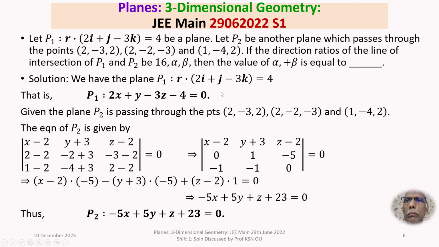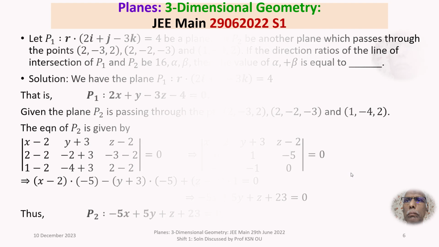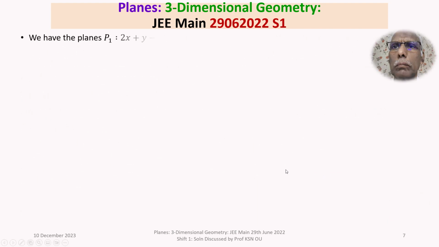Thus, we have the planes P1 and P2 whose equations are known, and we have to find the line of intersection of P1 and P2, find its direction ratios and equate them to 16, alpha, beta. From that, you have to find the values of alpha and beta, and adding alpha plus beta, you will get your answer. We do it in the next slide.